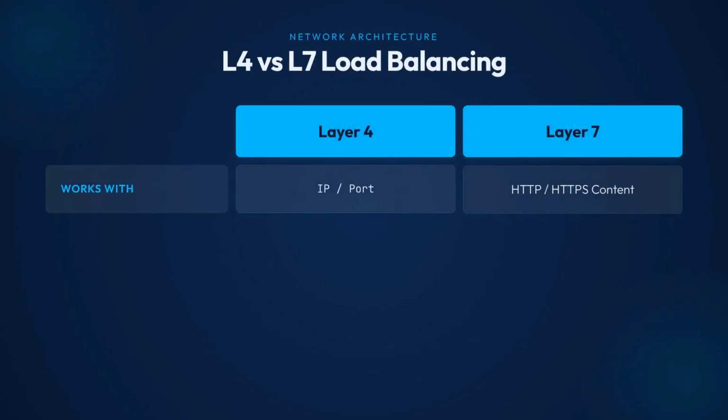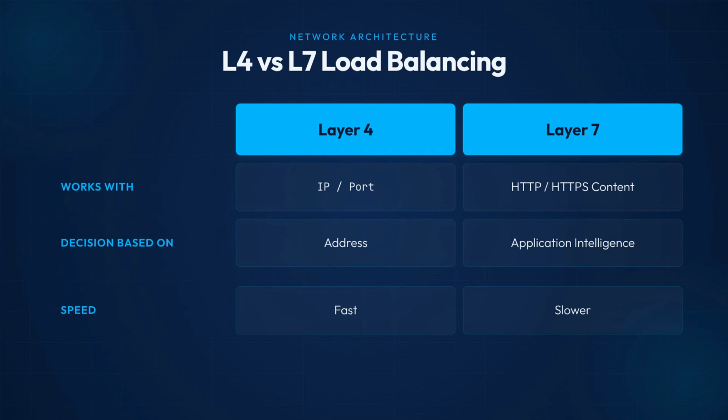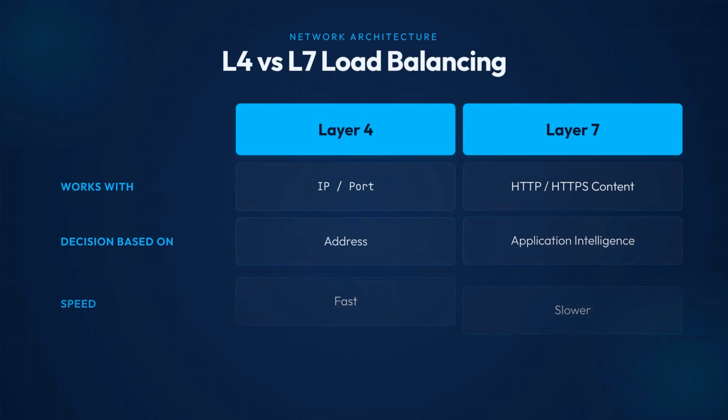To summarize the comparison, L4 balances based on the address, while L7 balances based on the content. Think of L4 as a mailroom sorting by zip code, while L7 is a personal assistant reading the letter to decide who should handle it. Both have their place depending on your specific performance and routing needs.